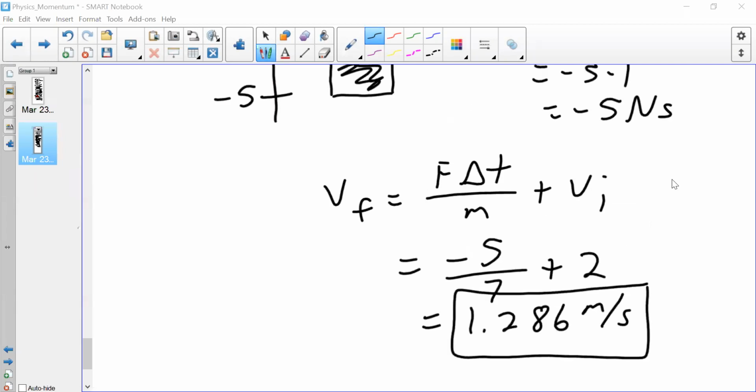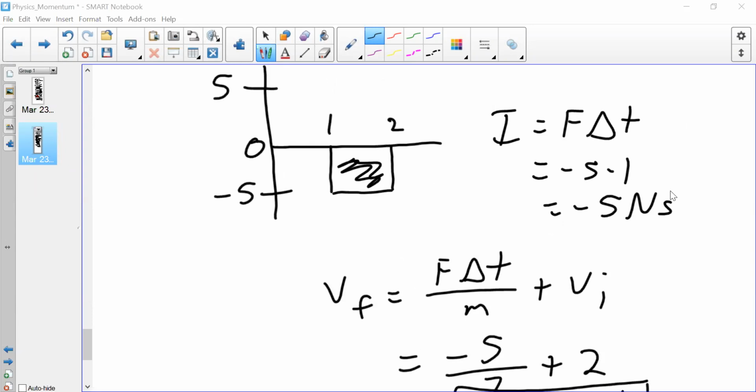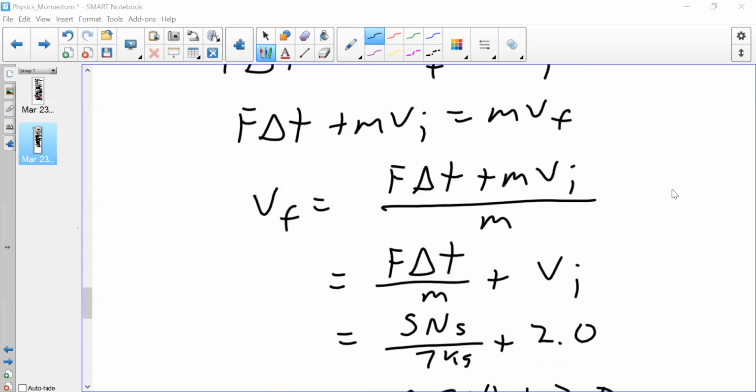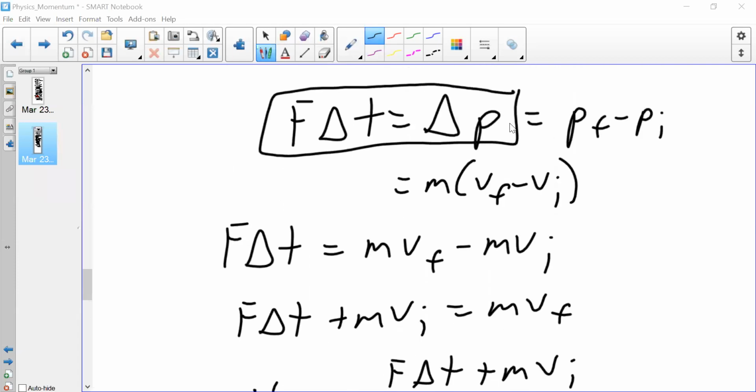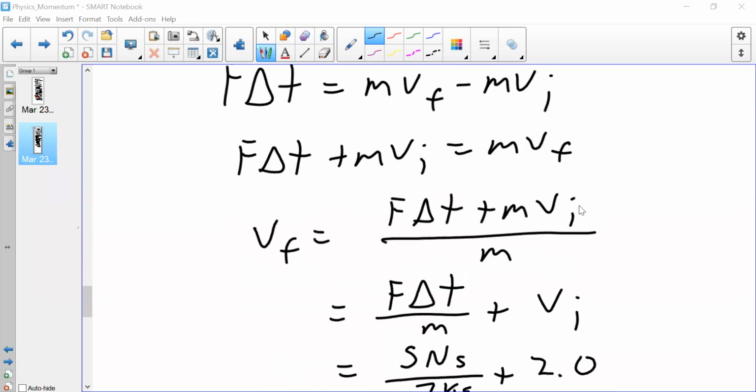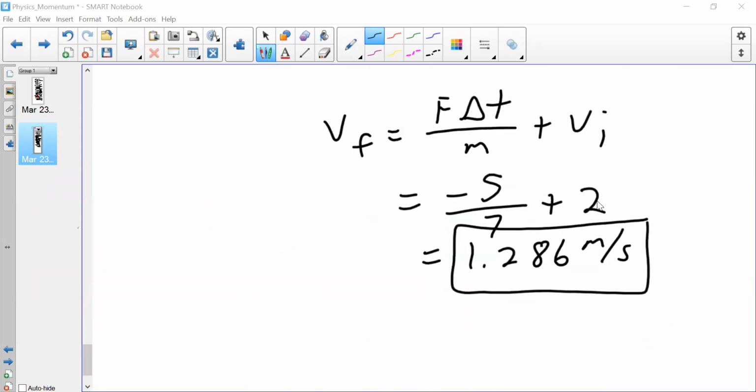Again, it stems from the impulse momentum theorem here. F delta t, which is I, equals change in p, which is also equal to mass times the change in velocity, mass times final minus initial velocity. And this will be the best choice because we're trying to find the resultant or final velocity. So the other forms, although equal, won't be directly helpful. This is the best choice.